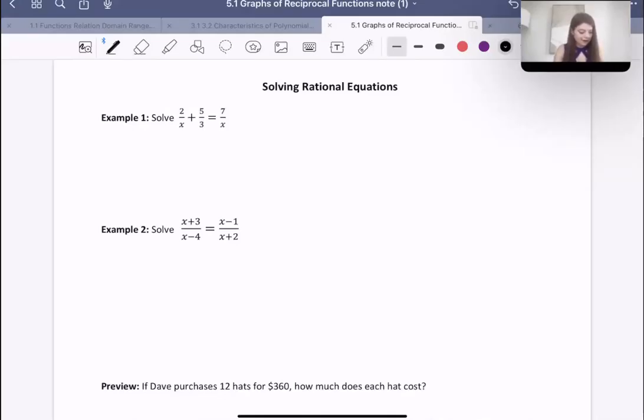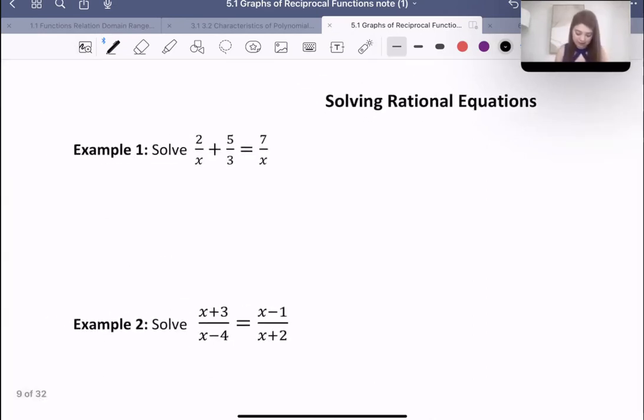Hello, everyone. Welcome back. All right, so today we're going to be talking about solving rational equations. So let's talk about how we would approach solving something like this, where we have x's in the denominator.